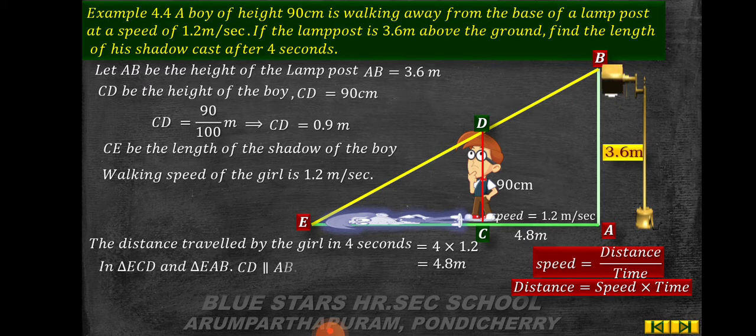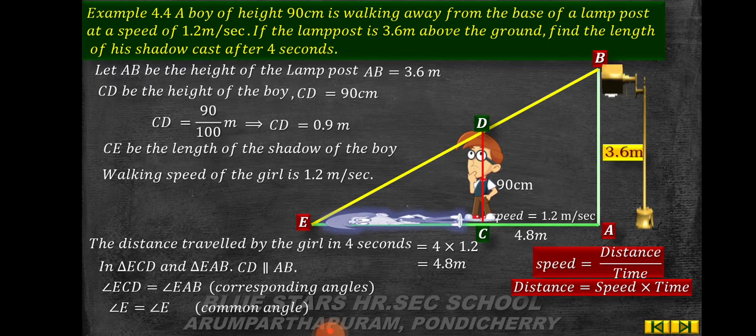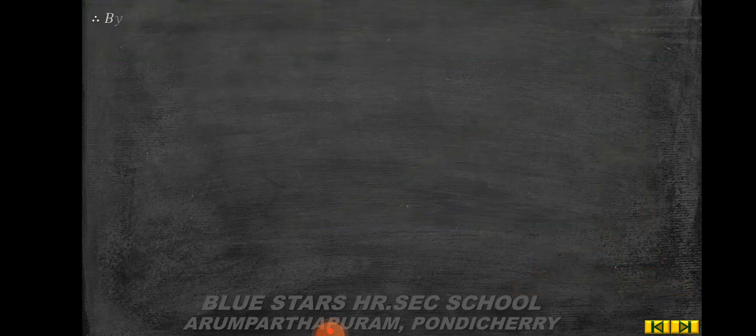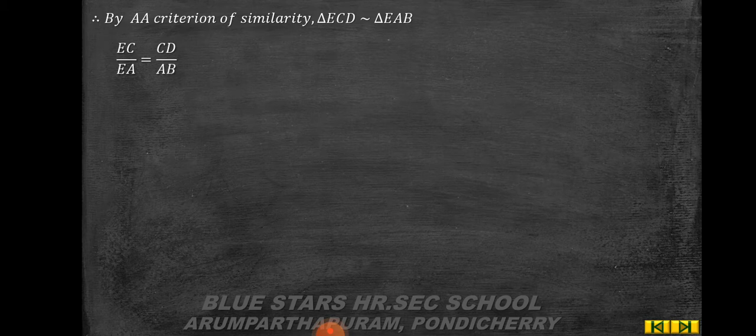In triangle ECD and triangle EAB, CD is parallel to AB. So angle ECD is equal to angle EAB, corresponding angles. Corresponding angles are equal. Angle E is the common angle. So by the angle criterion of similarity, triangle ECD is similar to triangle EAB.